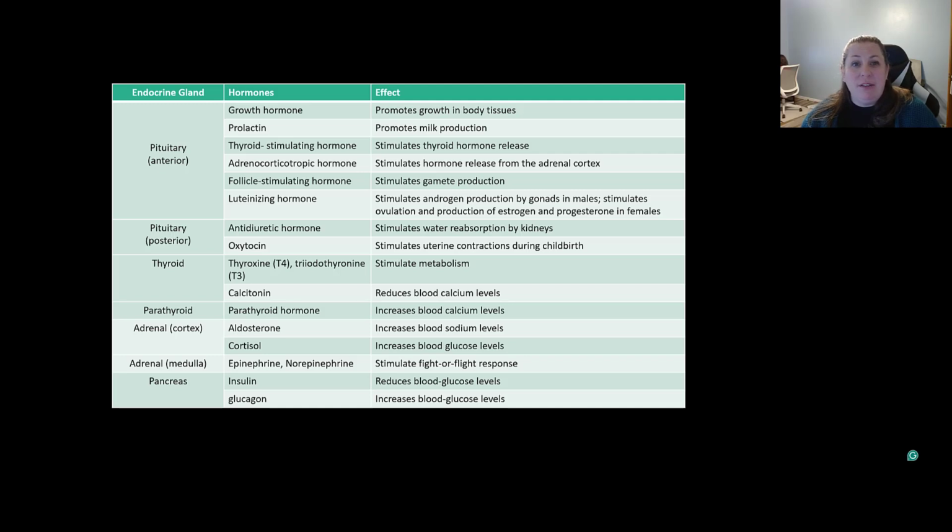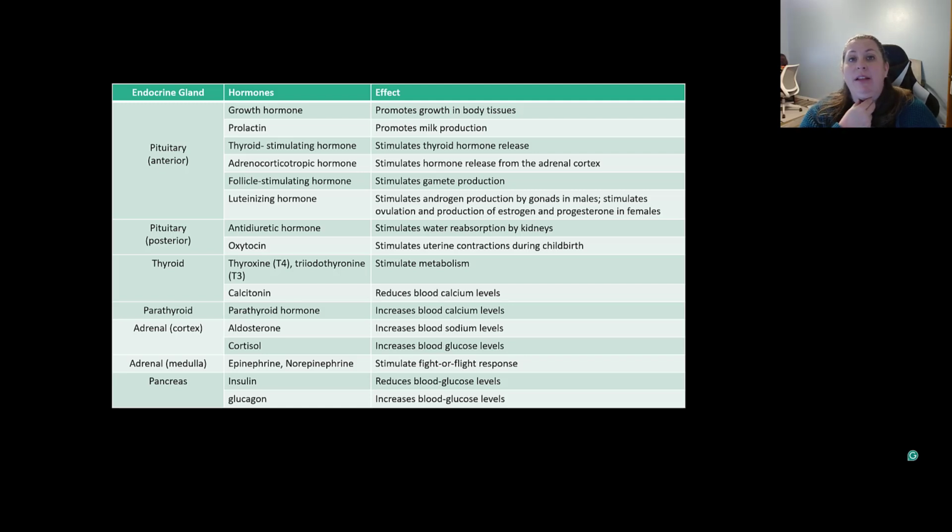Growth hormone is pretty self-explanatory, it helps your body tissues grow, whereas the adrenocorticotropic hormone stimulates the adrenal cortexes. Follicle stimulating and luteinizing hormone are important for gamete formation. These guys will spike during puberty. They are going to allow for reproduction. In the posterior pituitary gland, we have the antidiuretic hormone and oxytocin. These are not made by the posterior pituitary, but they are released by the posterior pituitary.